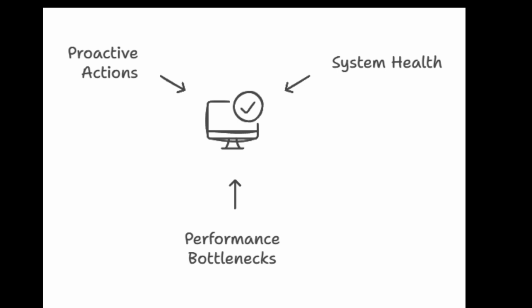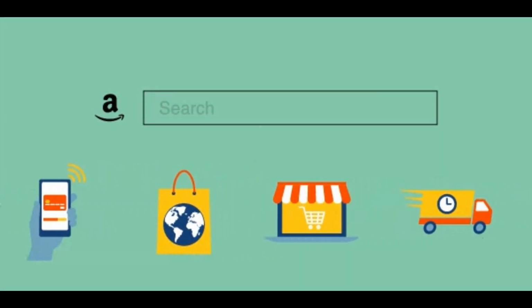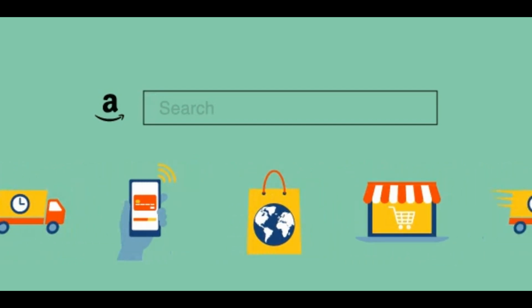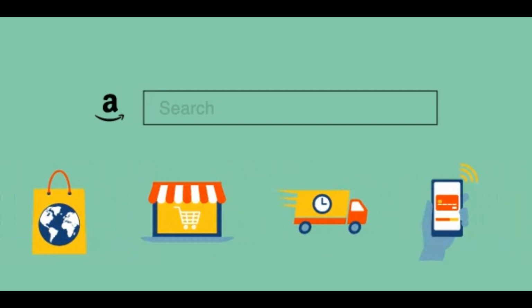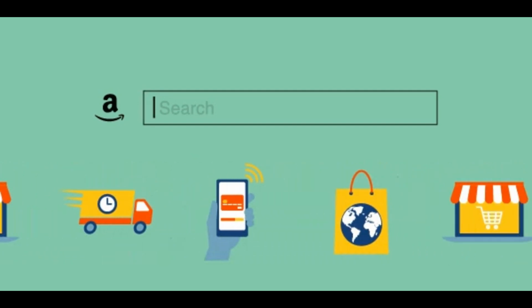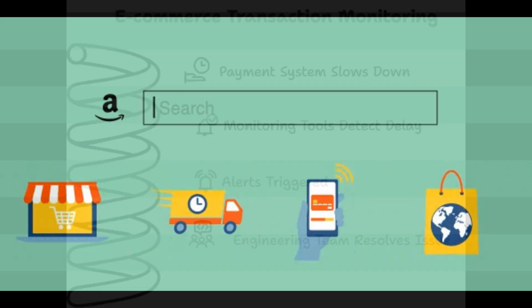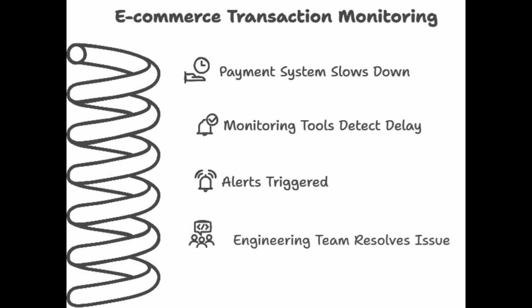So let's take examples of some real world applications where monitoring is in action, but you might not have even noticed it. Let's talk about e-commerce platforms like Amazon or Flipkart. When you shop online, every click, every search, every checkout process, adding to cart, all of those is being tracked. For example, if Flipkart's payment system slows down, the monitoring tools in the backend detect those delays in response times and they trigger corresponding alerts.